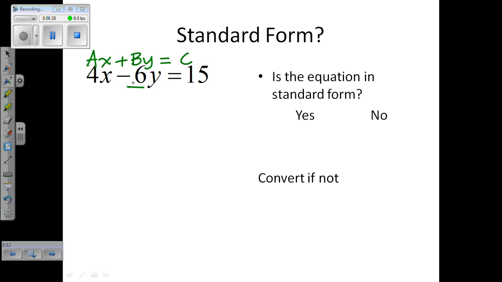All right, so let's check the other rules. A and B are not both 0. One's 4 and one's negative 6. A, B, and C are all integers. 4 is an integer, negative 6 is an integer, and 15 is an integer. A, B, and C cannot have a GCF other than 1. So I have to see, is there any number I can divide all of these by? Well, some people might think 2 again. I can divide 4 by 2. I can divide 6 by 2. But I can't divide 15 by 2 evenly. So there is no common factor for 4, 6, and 15 other than 1. And finally, A cannot be negative, and it's not. So is this in standard form? Yes.